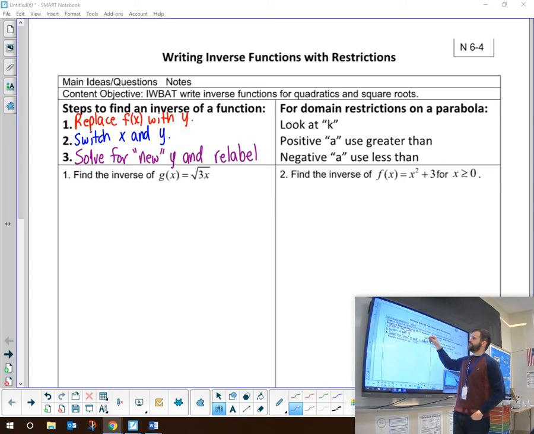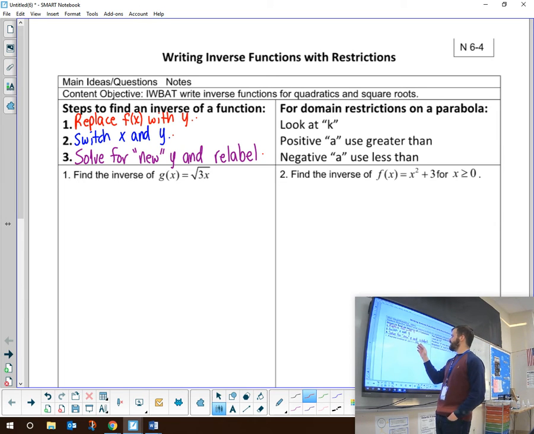So here's our steps to find an inverse function. Step 1. Replace f of x with y. Step 2, switch x and y. And then step 3, solve for our new y and relabel. Let's start off with an easy one. Let's take a look at number 1.